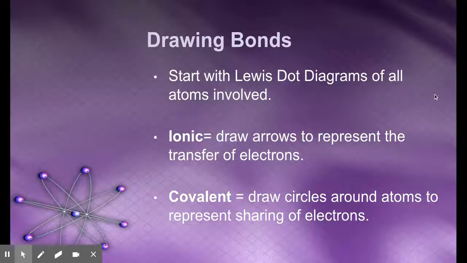For ionic bonds, you're going to draw arrows to represent the transfer of electrons. We're stealing electrons, you could say, or transferring electrons. If you are showing the transfer of, let's say, sodium's electron over to chlorine, you would draw an arrow to represent that. For covalent bonds, you're still going to start with the Lewis dot diagrams, but you're going to draw circles around the atoms to represent sharing of electrons.